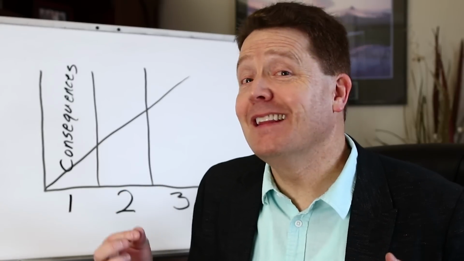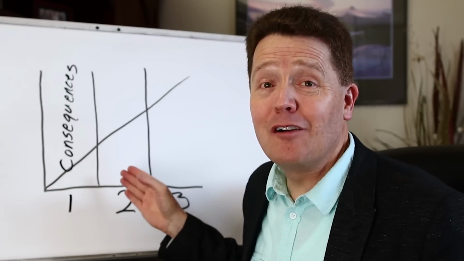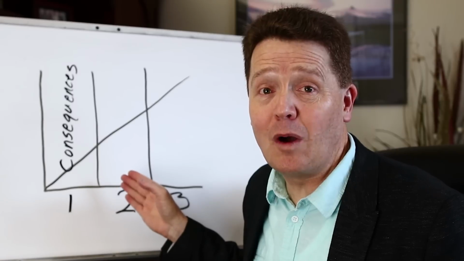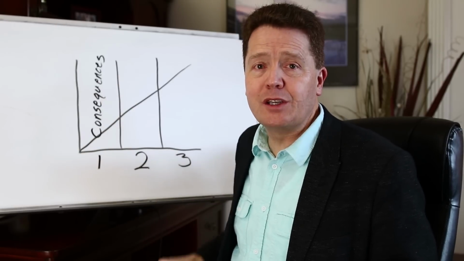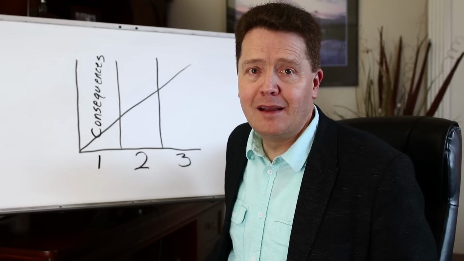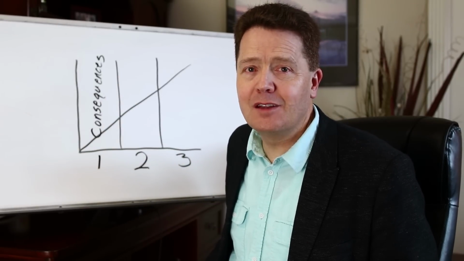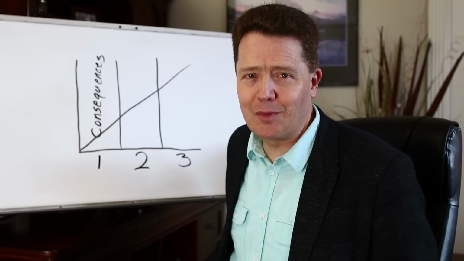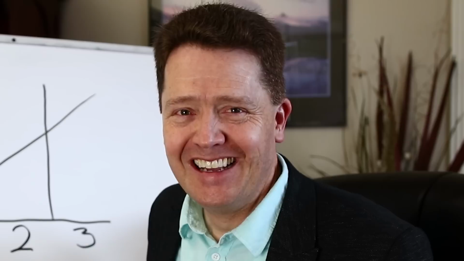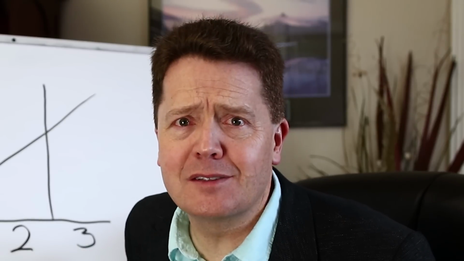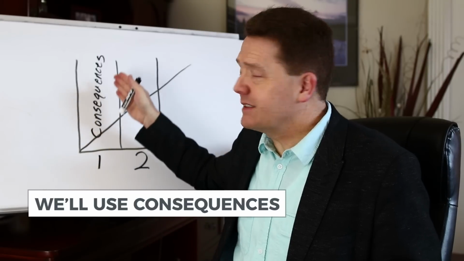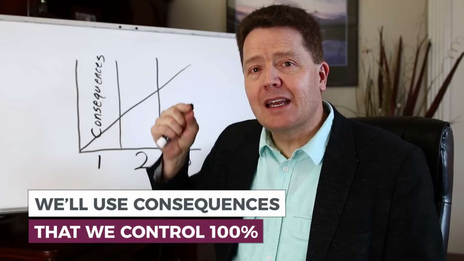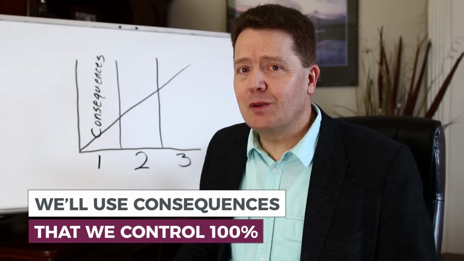You have to be at least at a stage 2 of moral development to even have cooperation. So what that means is the kind of consequences we use on stage 1 have to be the kind that do not require cooperation. You follow? Yeah, why? Because we don't get it until stage 2, from our kids, I mean. So we'll use consequences that we control 100%.